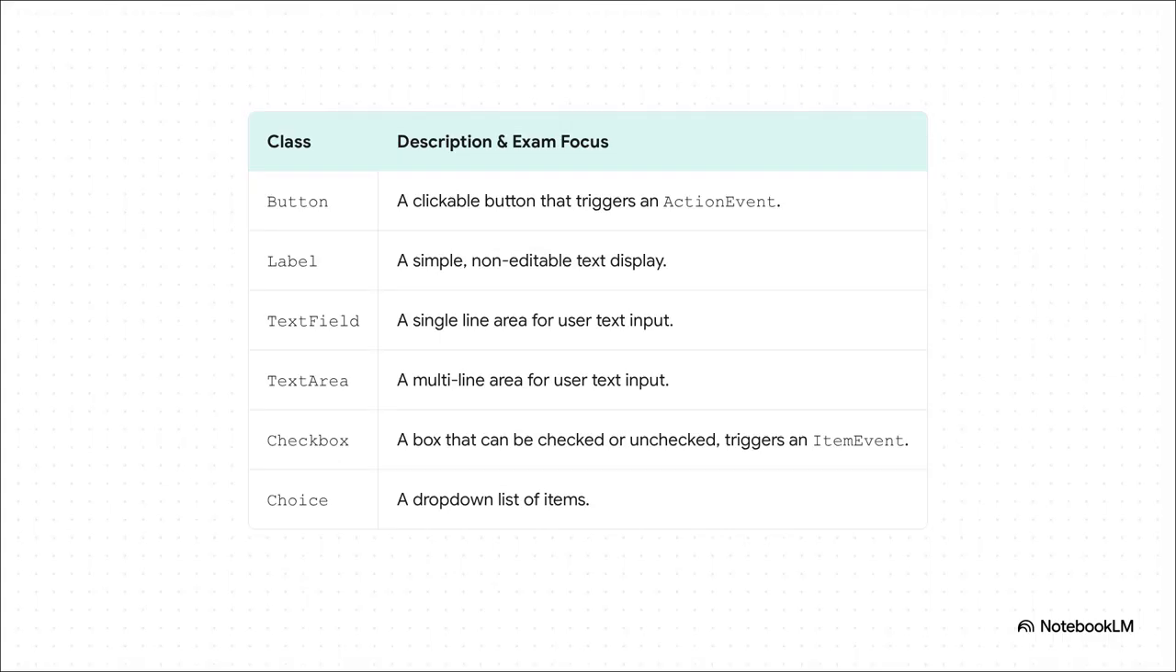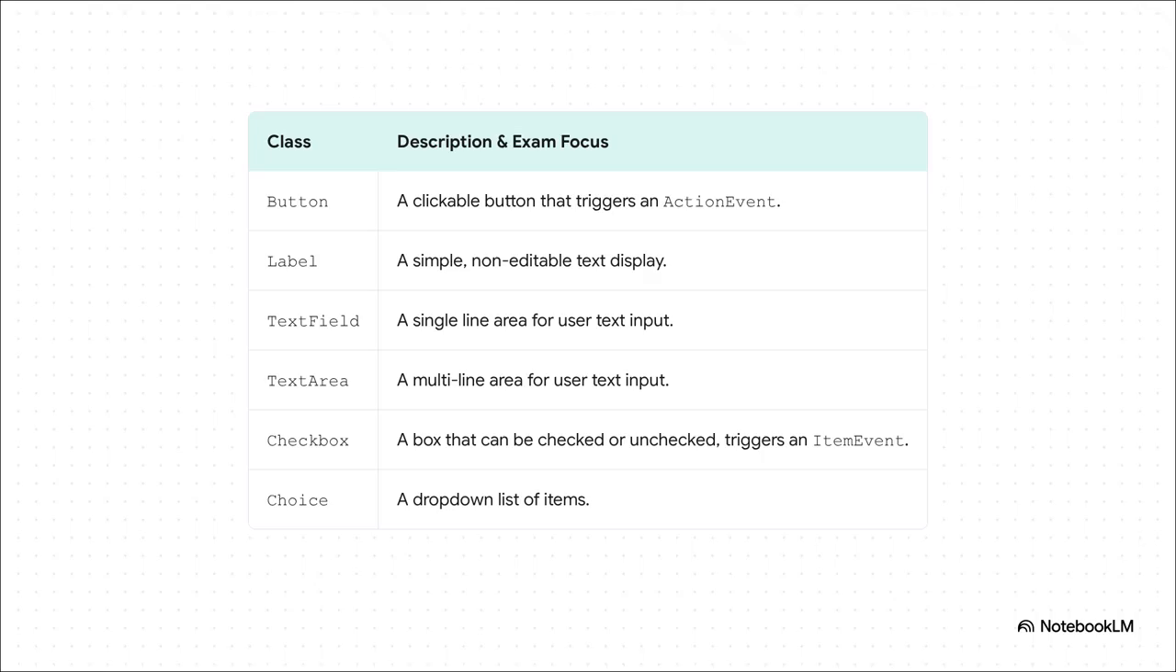Now, these are the bread and butter. You are absolutely going to see these components on your exam. You need to know what they are, for sure. But the really crucial part, you have to know which events they generate. A button click? That fires an action event. Ticking a checkbox or picking from a choice dropdown? That's an item event. Knowing that connection is key.